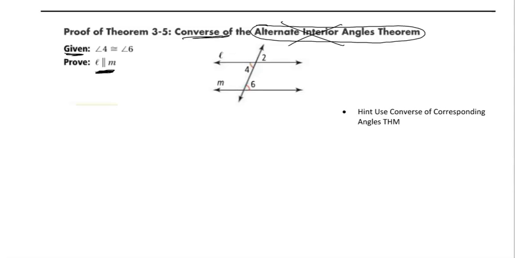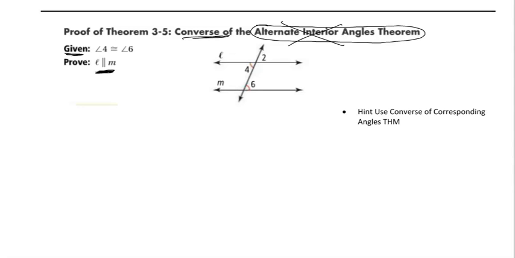So we're going to do a proof that is going to lead to the converse of one of these theorems. So let's go ahead and do this. First, come up with a plan. 4 is congruent to 6. Well, let's think of some things.